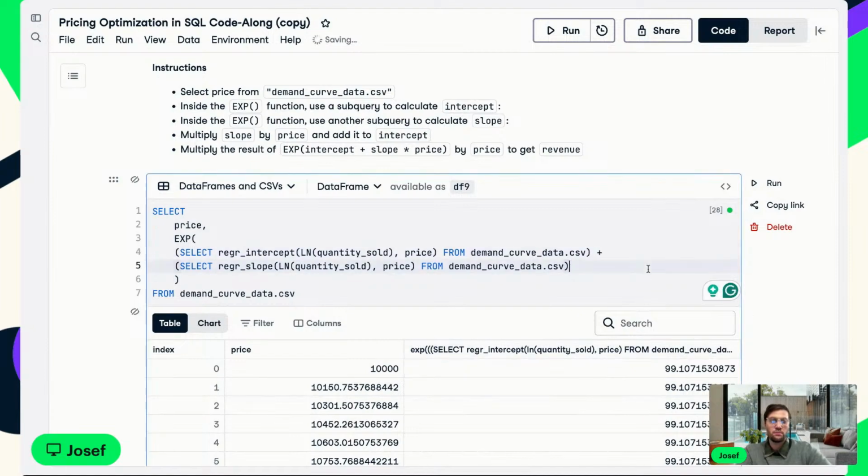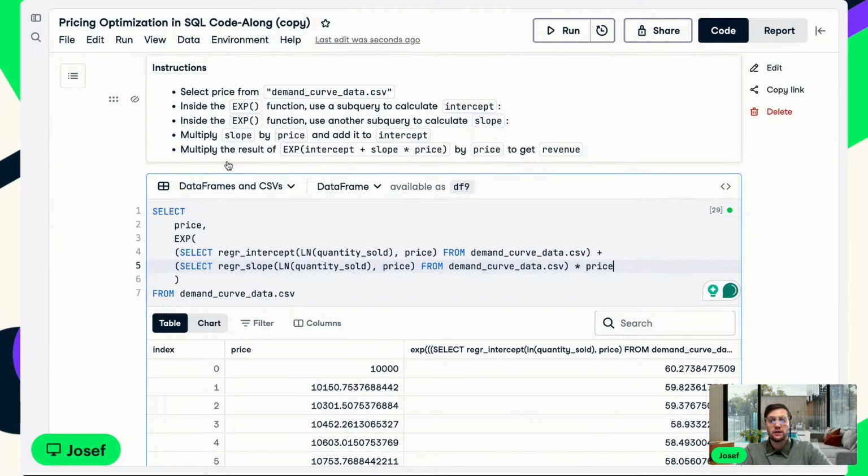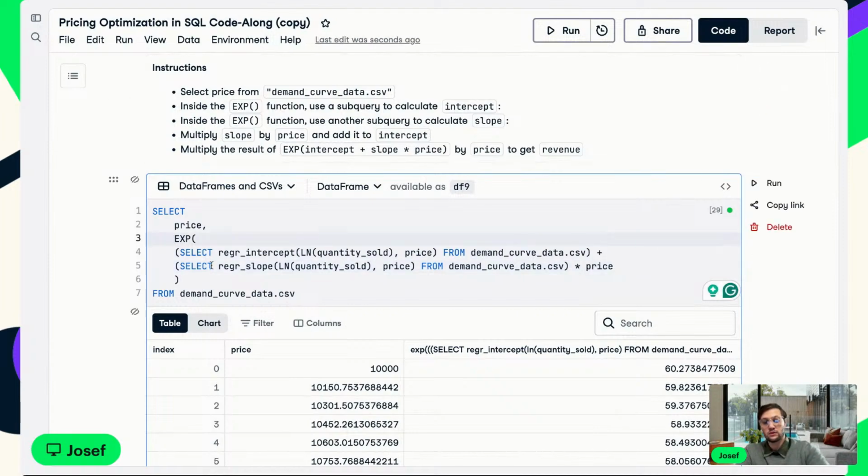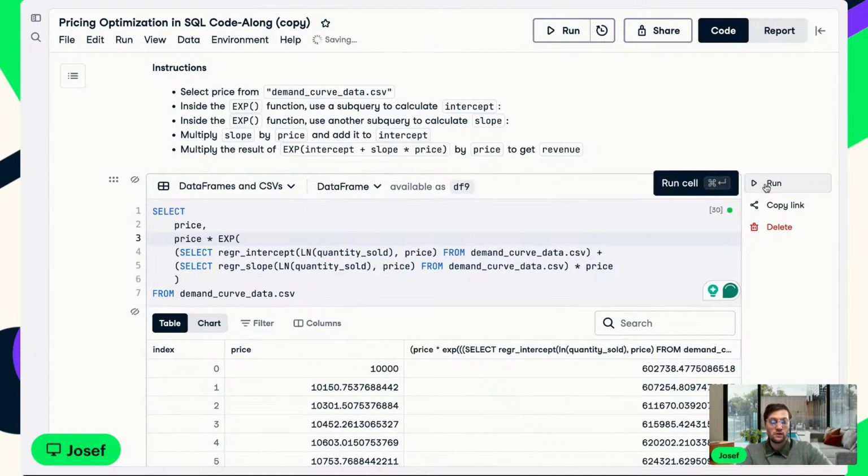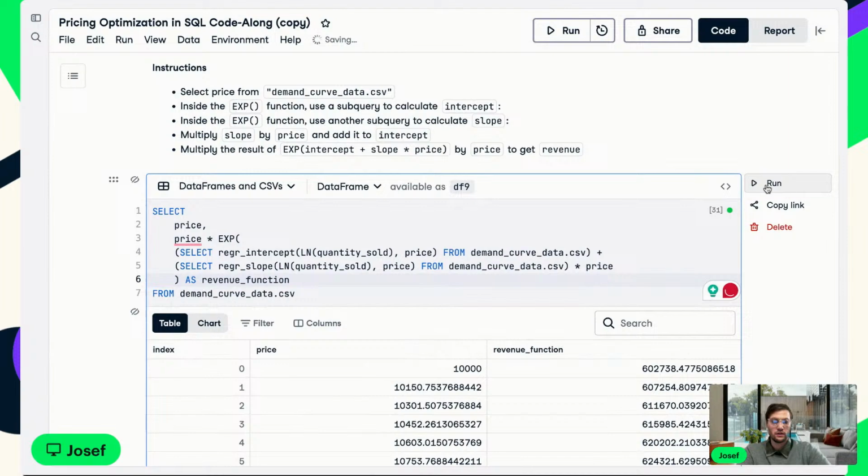Okay, so add that, but it's beta 0 plus beta 1 times price. So add price, or multiply by price. But the whole expression is actually price times e raised to the expression. Ta-da. Okay, and this is a terrible column name, so always do some aliasing. We'll call this one revenue function. Thank you for bearing with me.